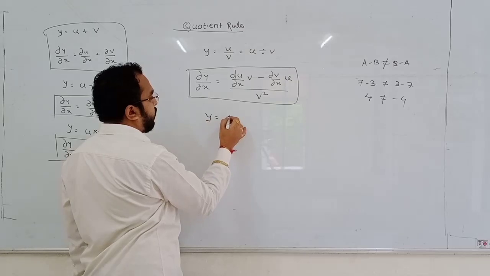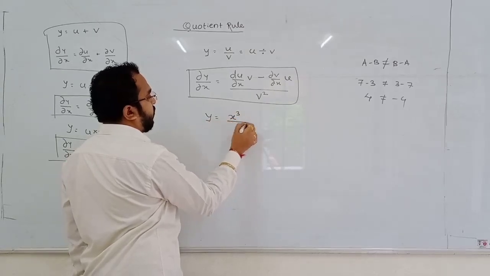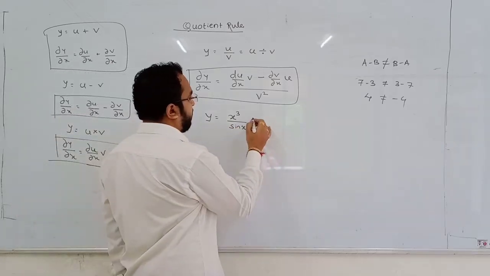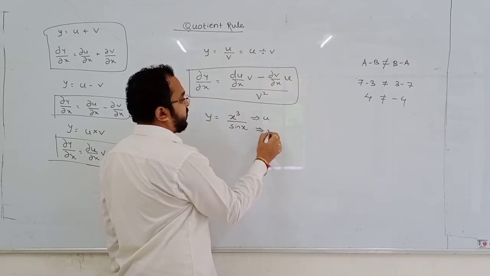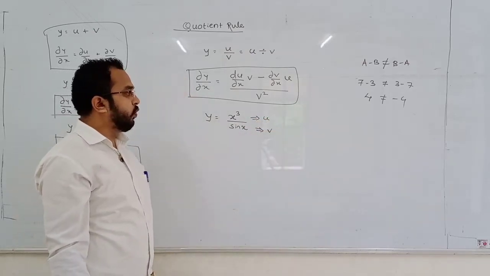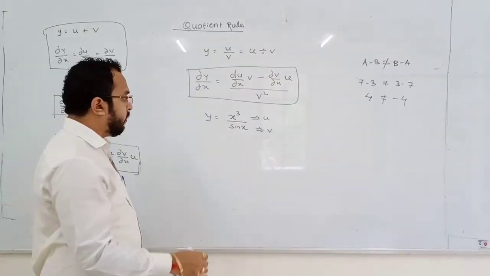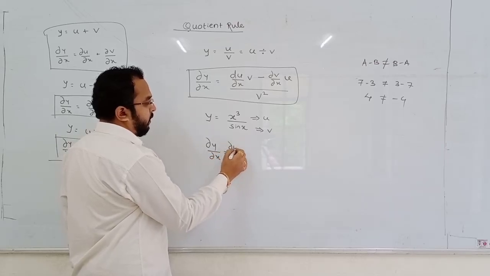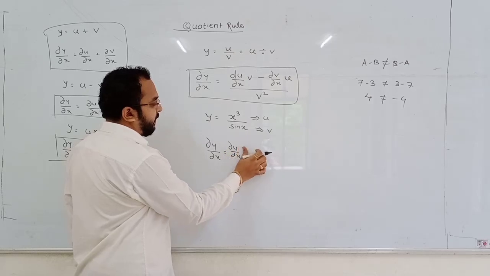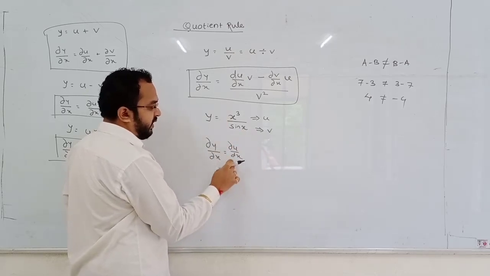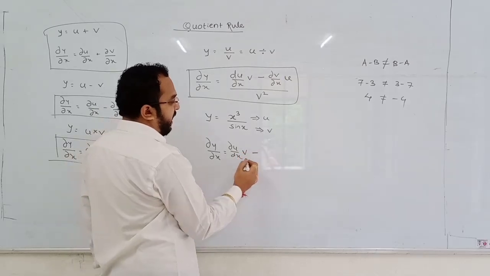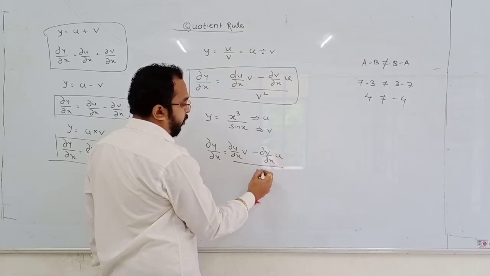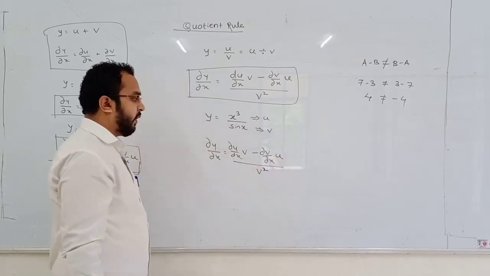Suppose y is equal to x cube upon sin x. So what is the first term? This is u and this is v. x cube is u and sin x is v. Now differentiate, dy by dx. What is the formula? du by dx, differentiation of first, initially differentiate the first into the second function as it is, then differentiation of the second into the first function as it is, upon square of the second function.